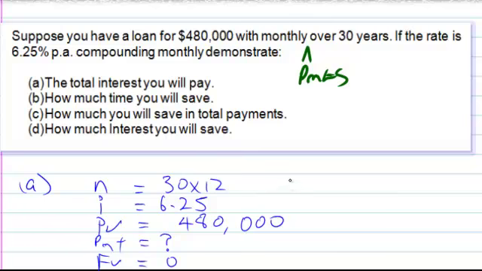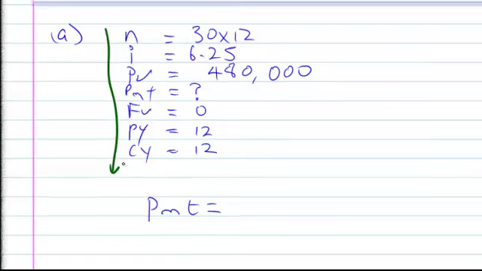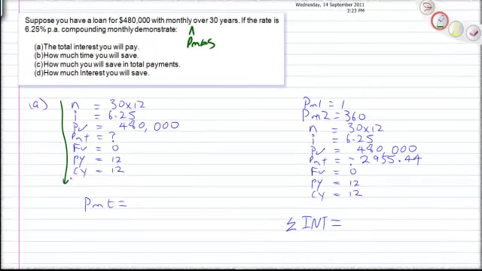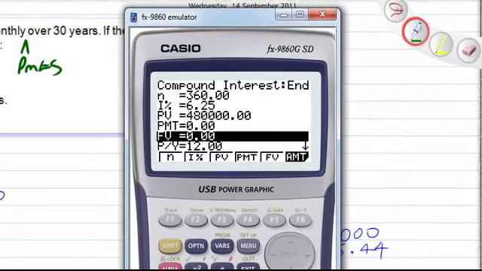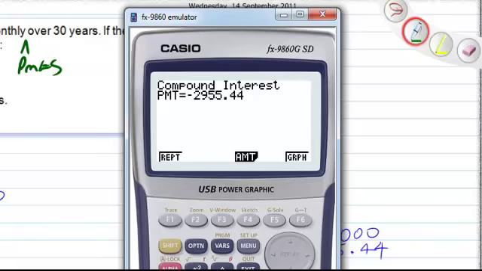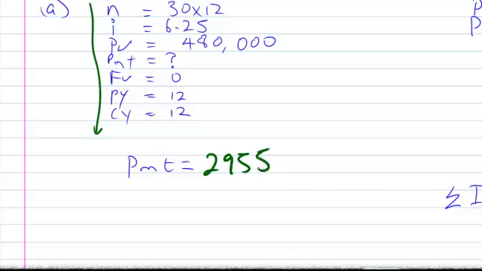So once again, as usual, you fill out all the things that you are given: the N, I, PV, payment, future value, payments per year, and compounding periods per year. To find your payment, you enter all that into the calculator, and what you're trying to do is find your payment, which is F4. And so we have a payment of $2,955.44. So now that gives us our payments. We can then do everything else from here.